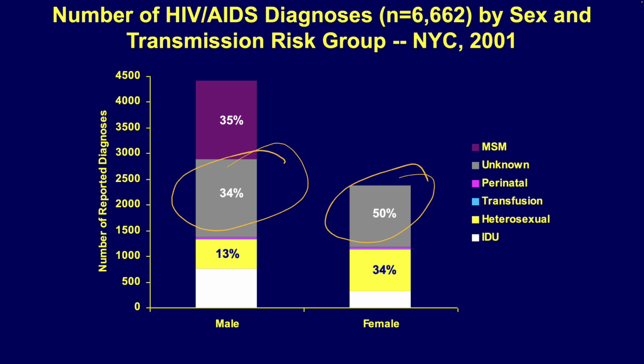But the take-home message here is that of those with transmission risk information available, the predominant modes for males were men who have sex with men, followed by IDU and heterosexual transmission. And among women, it was mostly heterosexual and IDU, or injecting drug use. Again, large portions of unknowns, but this looks a little bit different than what the national data were showing us at the time.